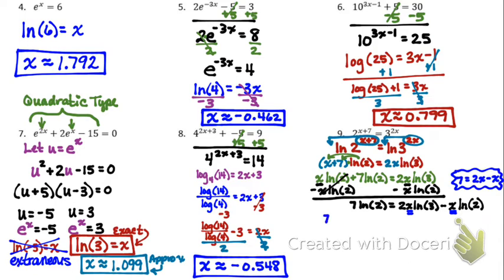So I'm going to have 7 natural log of 2 equals x, and then inside parentheses, 2 natural log of 3 minus natural log of 2. How can I get the x completely alone now? Divide by all that stuff that's inside parentheses there, so that I can get the x alone. So I'm going to divide by 2 natural log of 3 minus natural log of 2 on both sides.